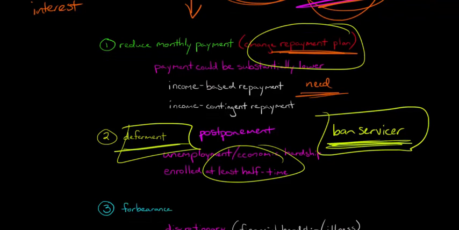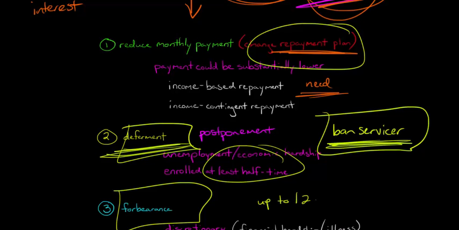Now, if you can't get a deferment, then you can look into getting a forbearance. Now, forbearance is a little different than a deferment. A forbearance is just up to 12 months maximum. So it's up to 12 months, and it will either eliminate your payments for that 12 months, so in effect serving as a postponement, or it can reduce your payment for those up to 12 months.